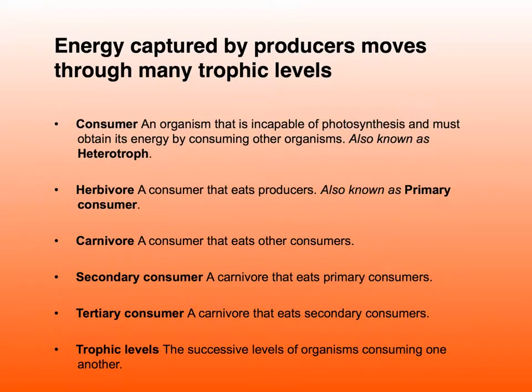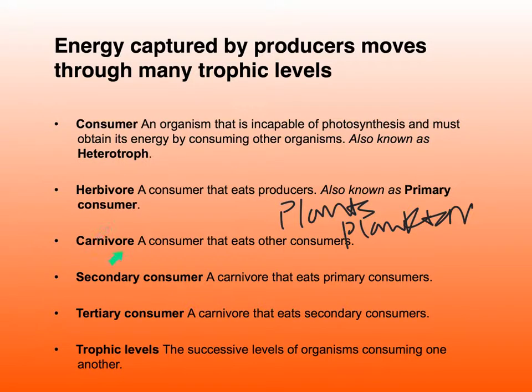All right, so what are these things, these consumers? These are going to be things that eat other things. Okay, they can't do photosynthesis like the rat, so it must obtain its energy by consuming other organisms, also known as hetero, meaning other, and troph is eating, right? All right, herbivore, herb is plant, eats producers. So a producer is something that produces energy at the lowest level for everything else, right? So these are going to be like your plants and plankton and stuff like that. Also known as a primary consumer.